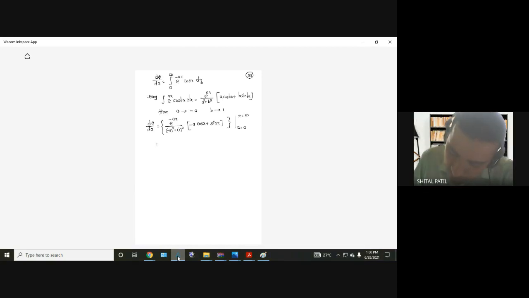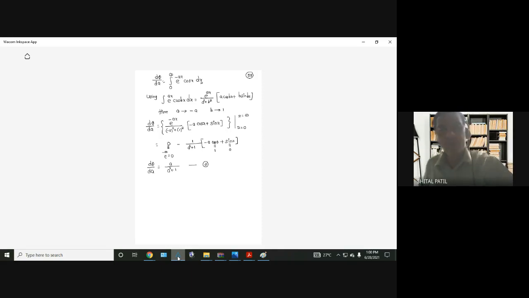So for the upper limit, e raised to minus infinity, and what is e raised to minus infinity? 0. So for infinity we'll get 0, minus the lower limit x equal to 0, e raised to 0 is 1, right? And this is a square plus 1, and in the square bracket will come minus a cos of 0 plus sin of 0. Cos of 0 is 1, sin of 0 is 0. So minus a, and this minus a, minus minus plus a, I hope everyone understands. a over a square plus 1. We have reached here.